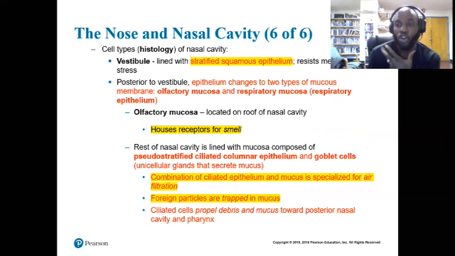But your own body has your nasal hairs, this pseudostratified ciliated columnar epithelium, and mucus, which can also help trap things that you breathe in so that it doesn't get into the rest of your body. And the ciliated cells propel debris and mucus toward the posterior nasal cavity and your pharynx. Okay, so we can trap things that we breathe in and then propel it away into our nasal cavity and our pharynx.